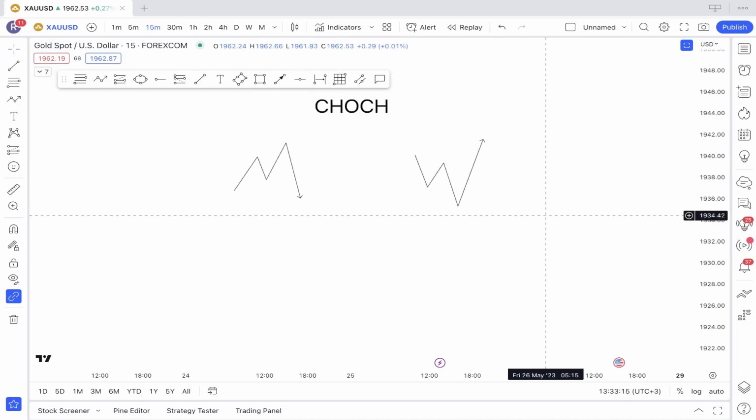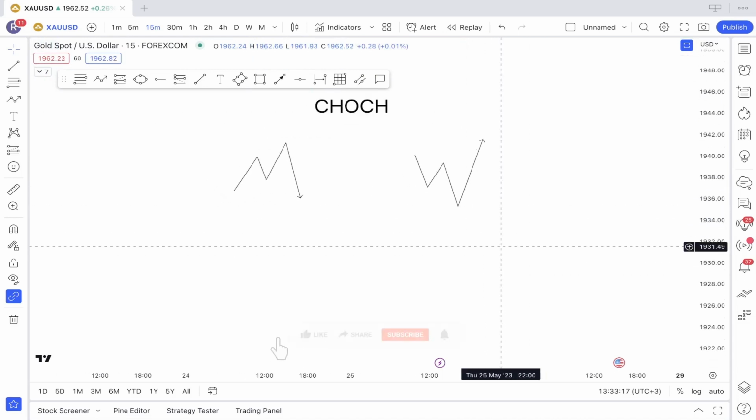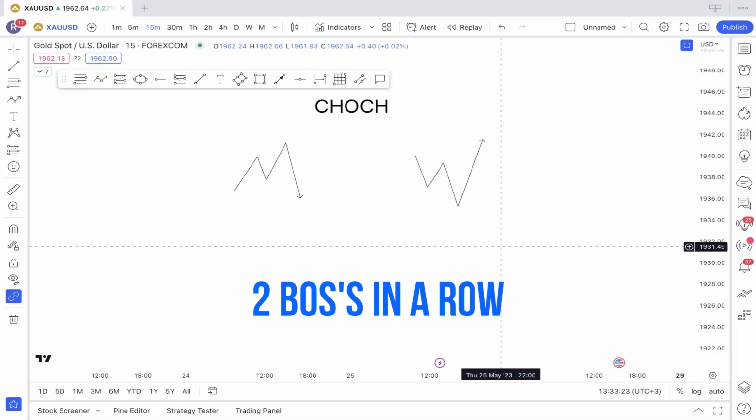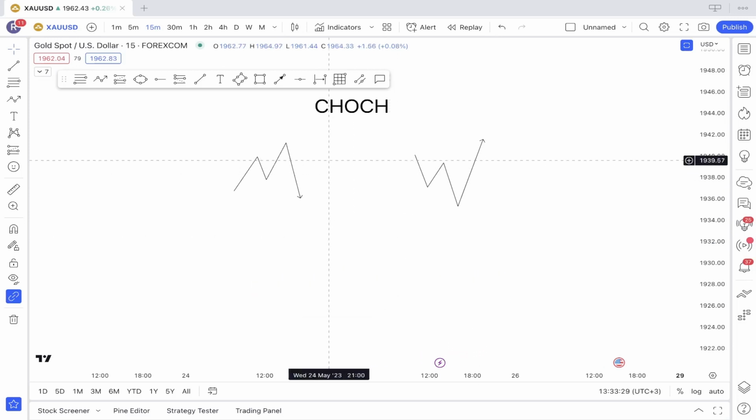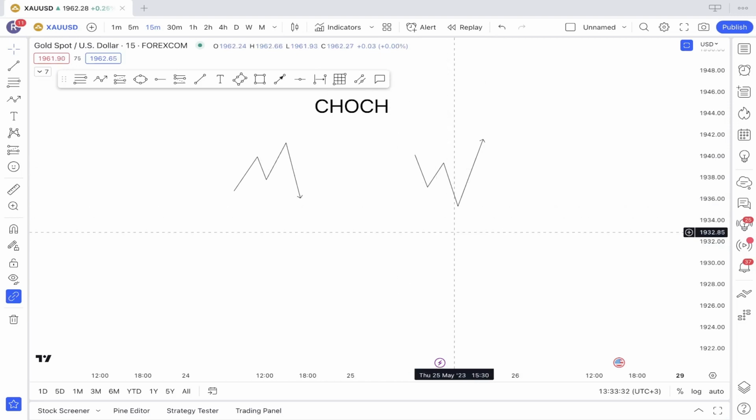But first, what is a CHOCH? What is a change of character? Essentially, a CHOCH is basically two breaks of structure in a row. What do I mean by that? Well, we have to have a break of structure to the upside, followed by a break of structure to the downside. Or, on the other hand, a break of structure to the downside, followed by a break of structure to the upside.